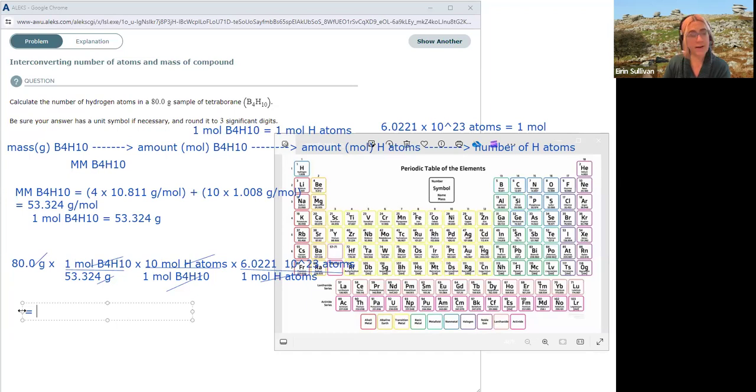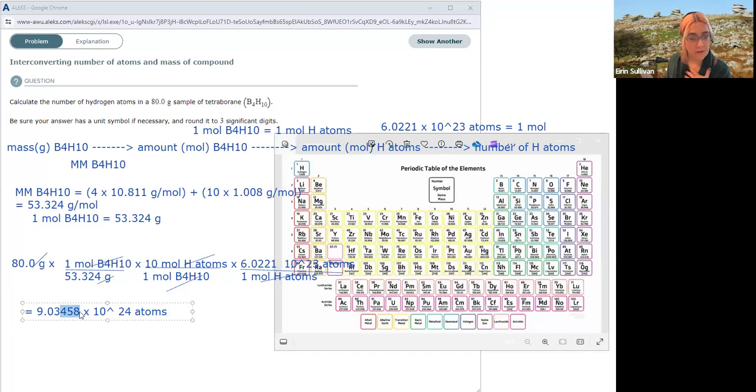So 80 divided by 53.324 times 10 times 6.022 times 10 to the power of 23. This should be big. Should be about 9 times 10 to the power of 24. So 9.03458 times 10 to the power of 24 atoms. Now, what were we asked in terms of sig figs? I'd round it to 3 sig figs because we were given the 80.0 grams. That's 3 sig figs. So I would round it here.